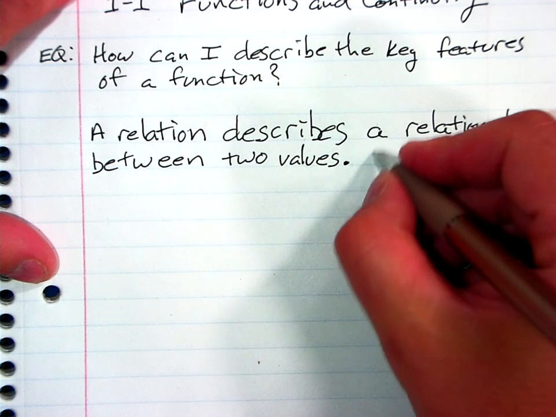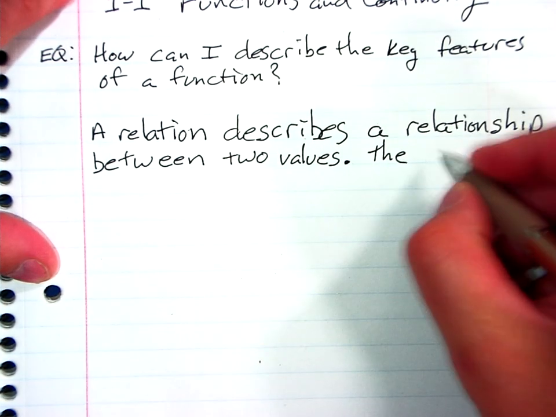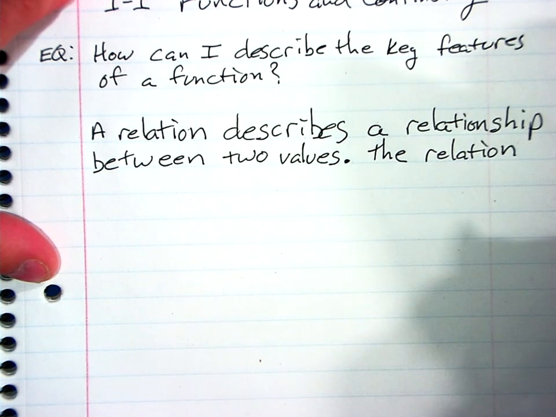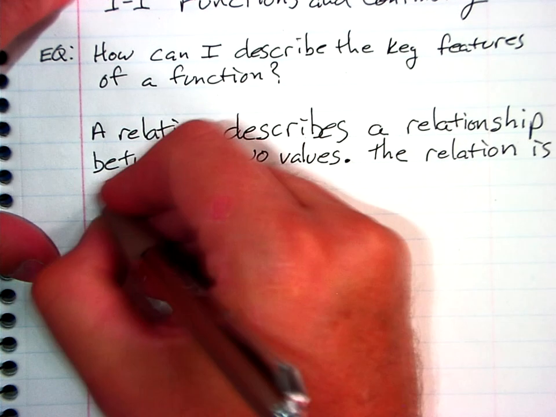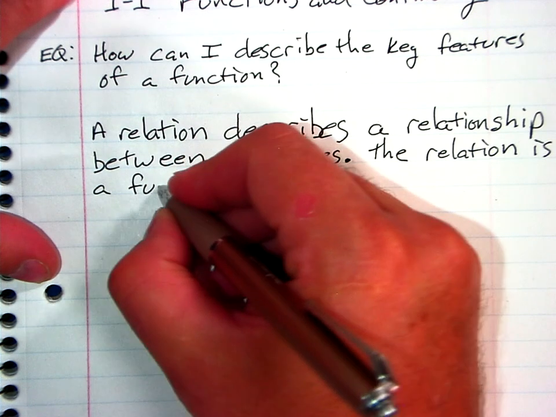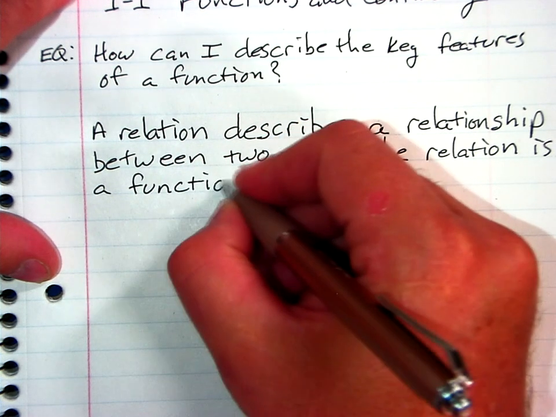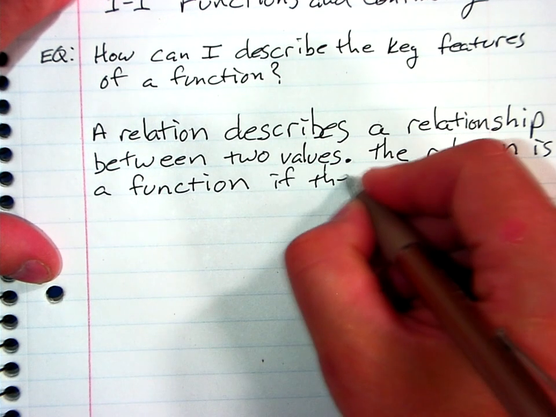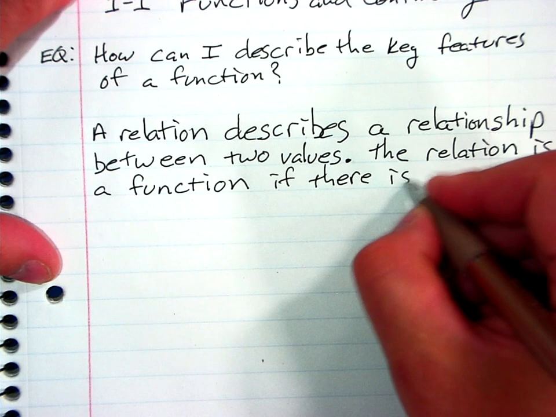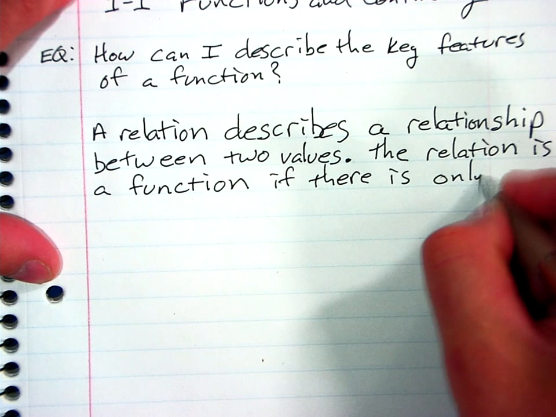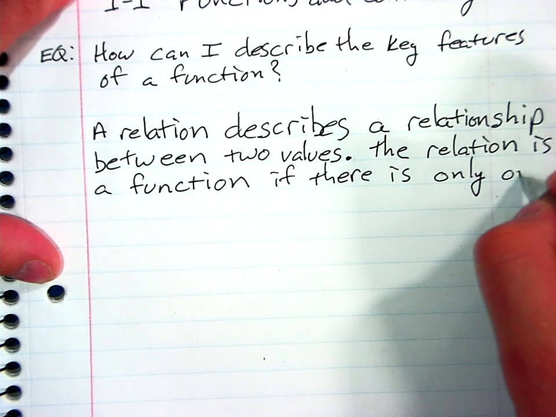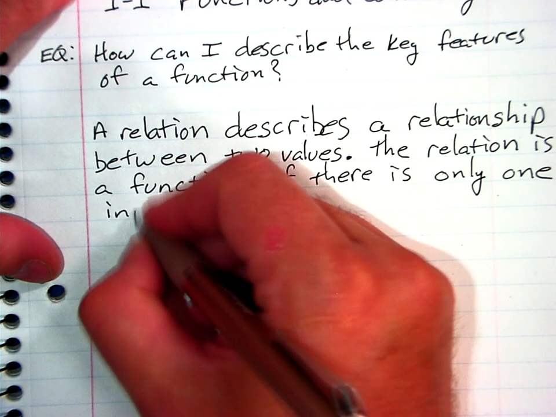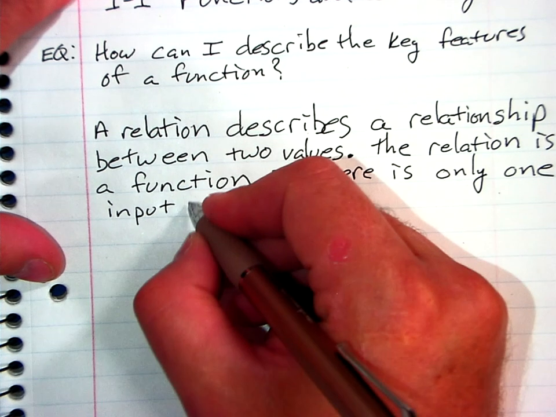The relation is a function if there is only one input. Do you know what symbol we use for input?